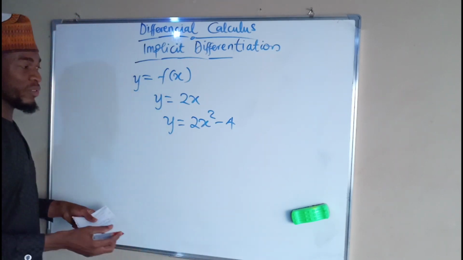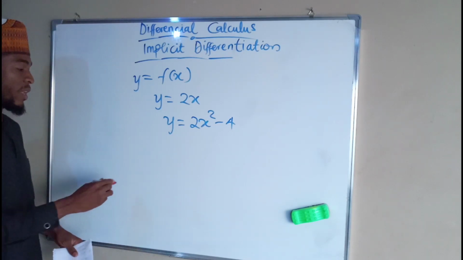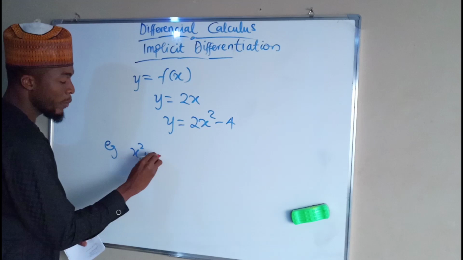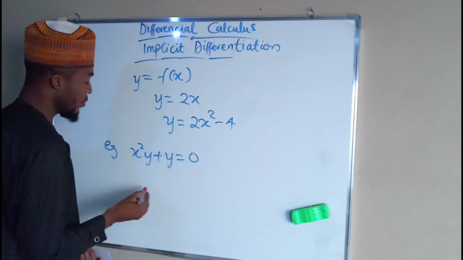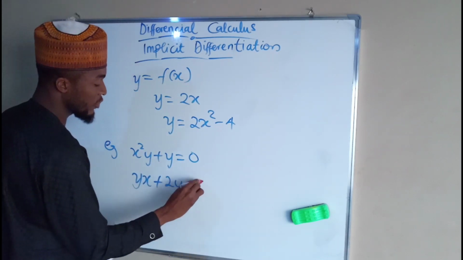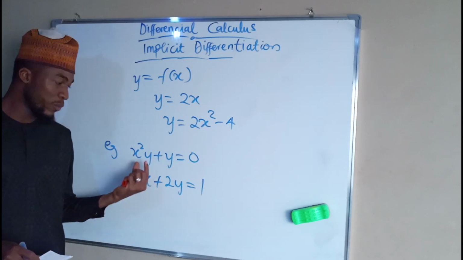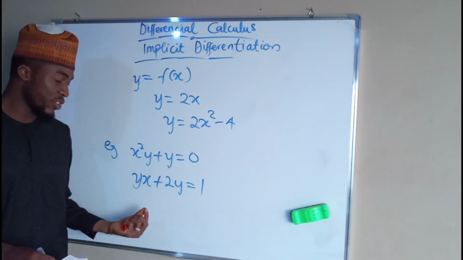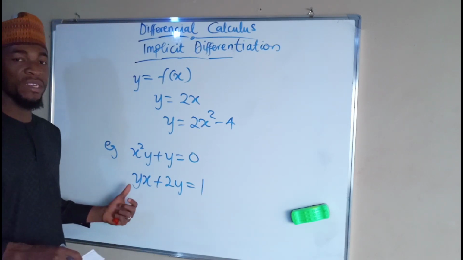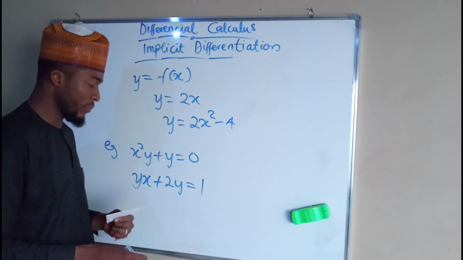But sometimes the relationship between x and y may not be expressed explicitly. For example, we may have x squared y plus y equals 0, or maybe yx plus 2y equals 1, and so on and so forth. As you can see, the relationship between x and y in these two expressions is not expressed explicitly. Therefore, we say the relationship between x and y is expressed implicitly.